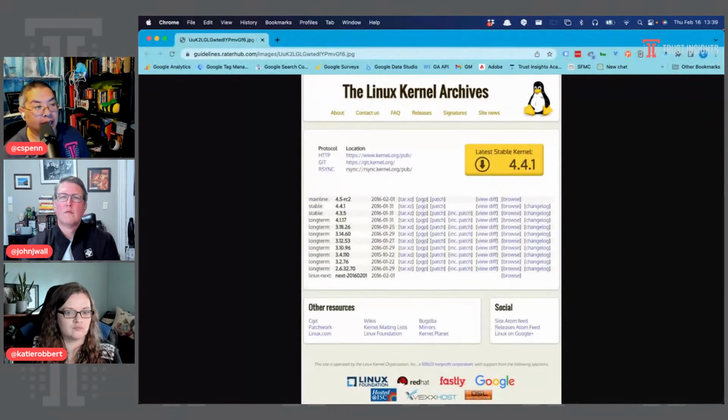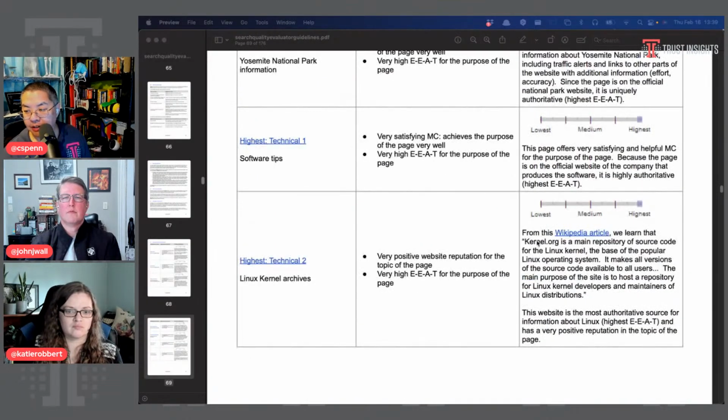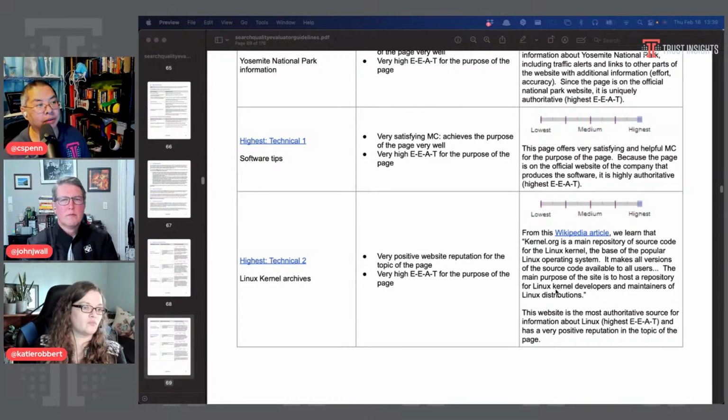So this is a highest quality page. This is not exactly award-winning artwork here, but the reason Google says this is the highest quality page is that it says, we learned that kernel.org is the main repository of source code for the Linux kernel, makes all the versions of source code available to all users. This website is the most authoritative source for information about Linux and has a very positive reputation on the topic of the page. So the reputation of the website around the topic makes it highest quality, even if it's not a particularly attractive page. It fully meets all the needs that Google's looking for.